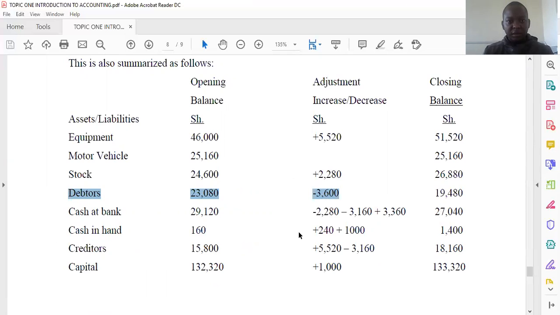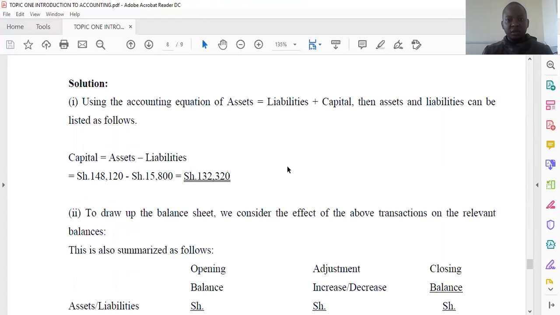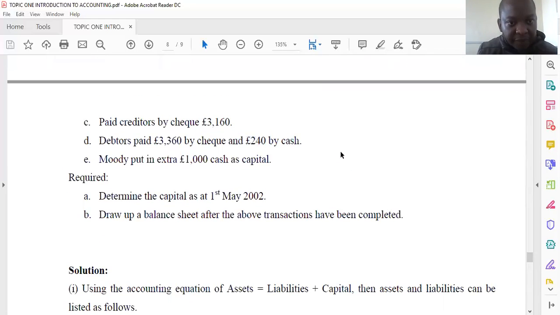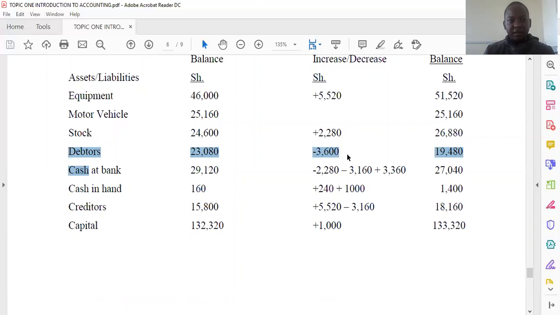Then we have the other part of that transaction. They also paid 240 by cash. The dual effect here is that cash increases by 240 and debtors decrease by 240. So as you can see, debtors here should have decreased by 240. You can see there is a small mistake here. There should have been minus 240 here. Or am I wrong? Yeah, debtors should have decreased by 240. I don't know why it has not decreased by 240. Or there is something wrong with me.